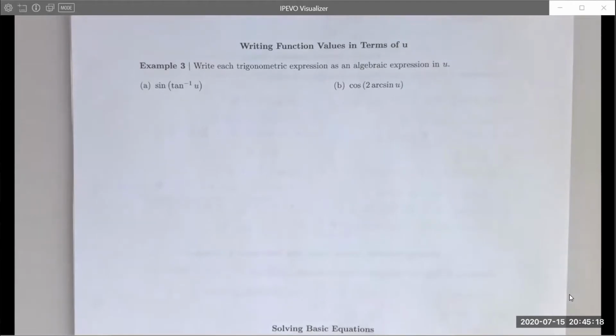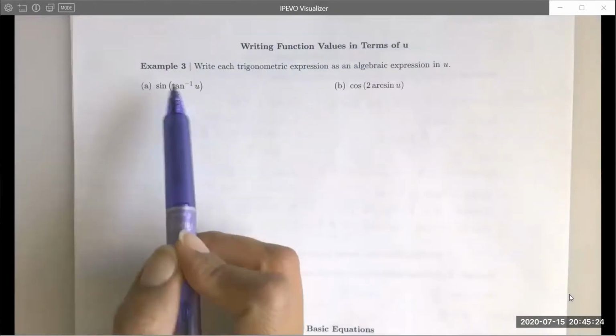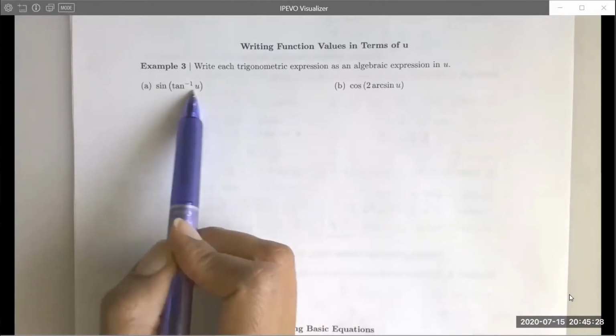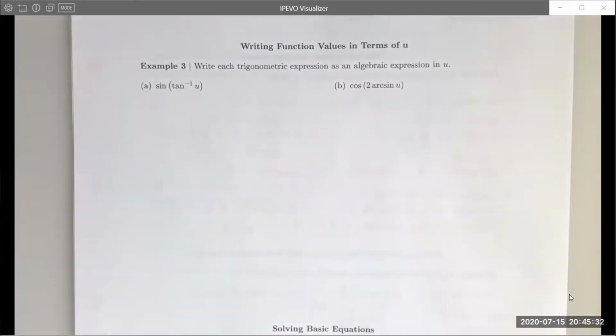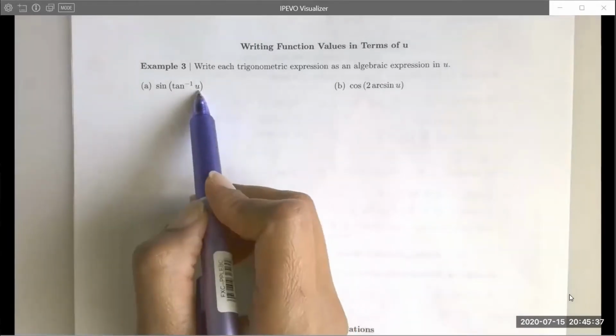So for this example, it's similar to the ones that we have been working on before, where we are trying to find sine of tan inverse of some value, except that the value right now is not given, it's left as a variable. So instead of working with, say, sine of tan inverse of a third, we just have to think of that 1/3 as being u.